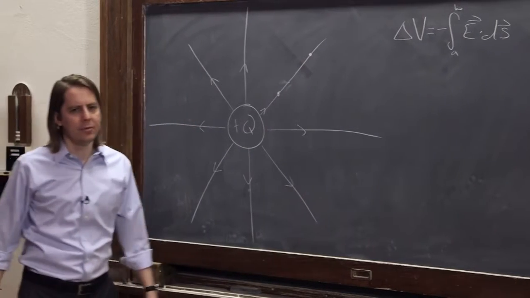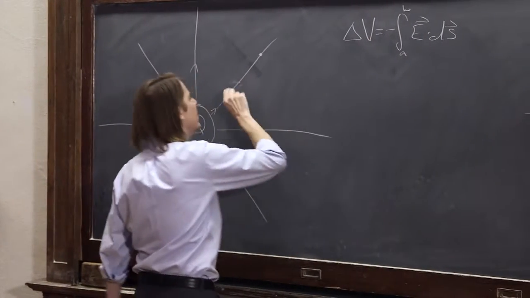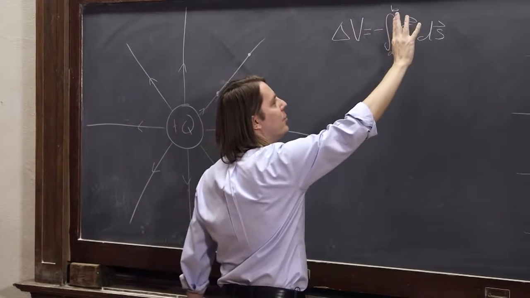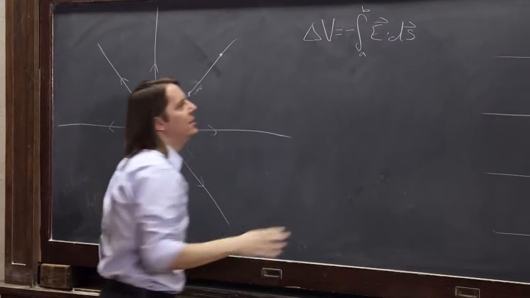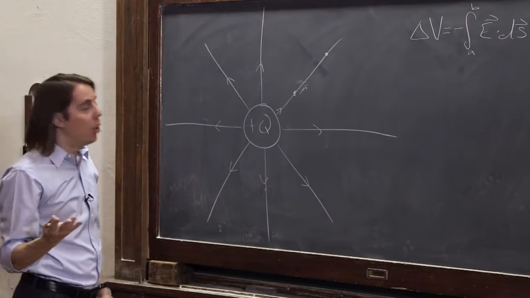We've walked along that field line. What is delta V if we walk along a field line? Well, ds went this way. E goes that way. This dot product is positive. So delta V is going to be negative. So that means we're going to lower potential when we walk along a field line.